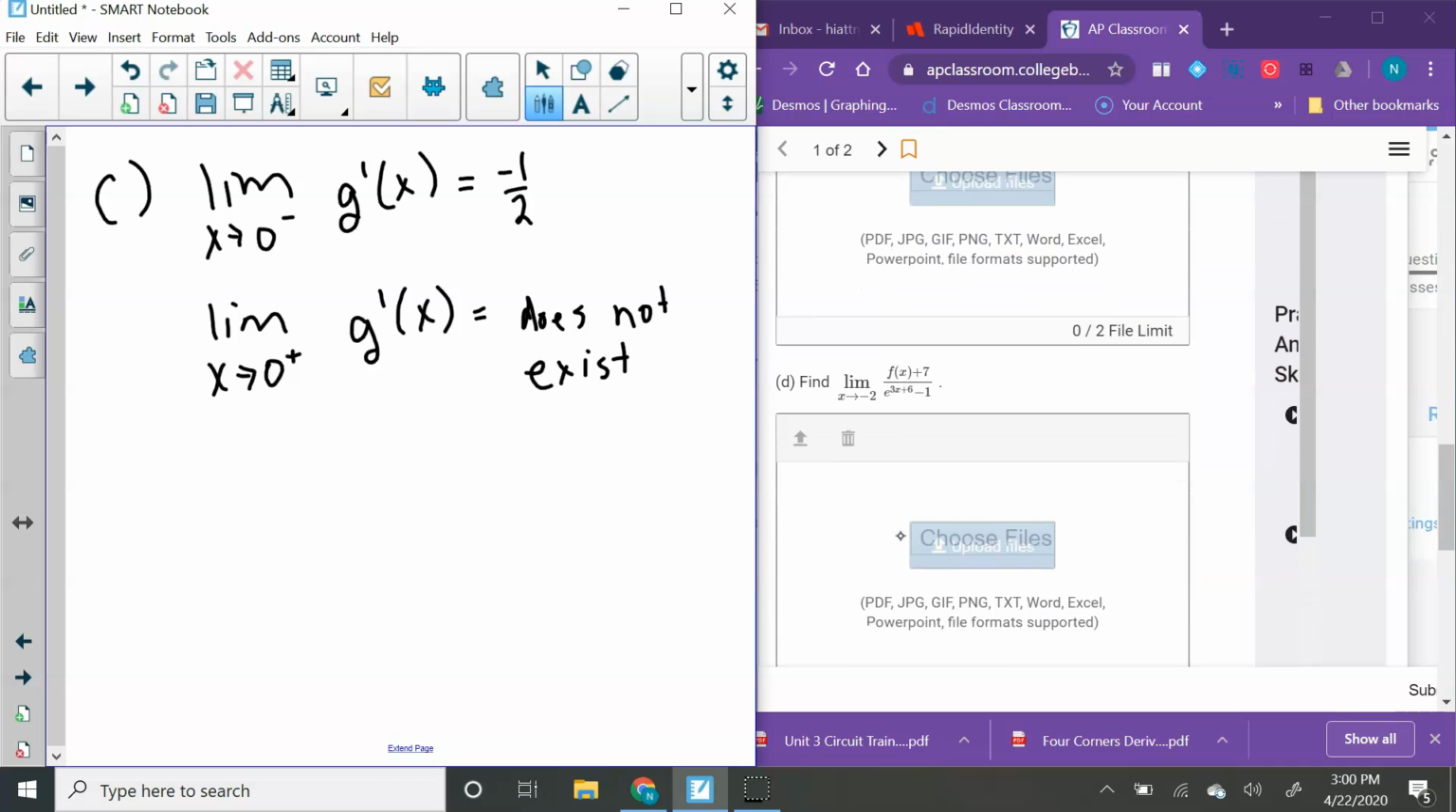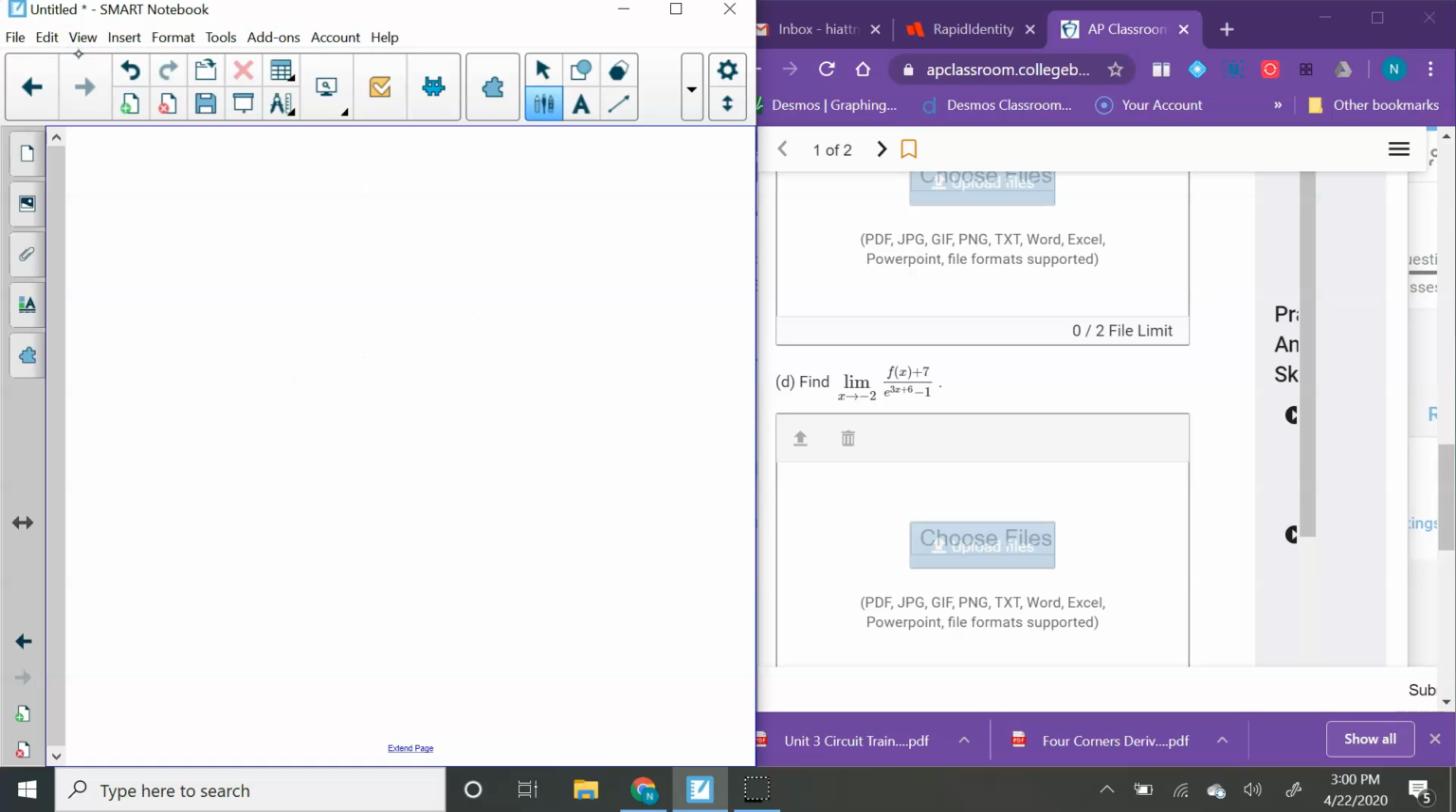And then so let's look at the very last part for part D. D says to find the limit as x approaches negative 2 of f of x plus 7 over e to the 3x plus 6 minus 1. And so right here, that is a terrible limit that we don't know how to do just traditionally by evaluating it.